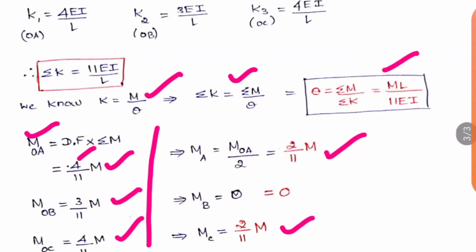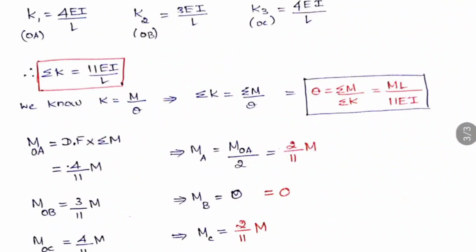And what about MB? It is a hinged support. If it is a hinged support, there is no carryover moment and the carryover factor is 0. So the moment at B also will be 0. So now we got the answer for MA and MC also.